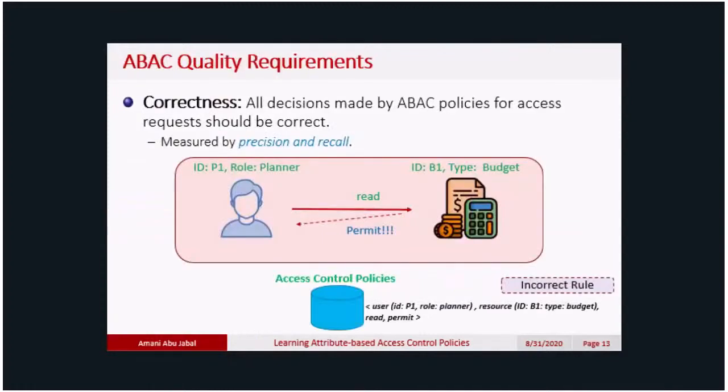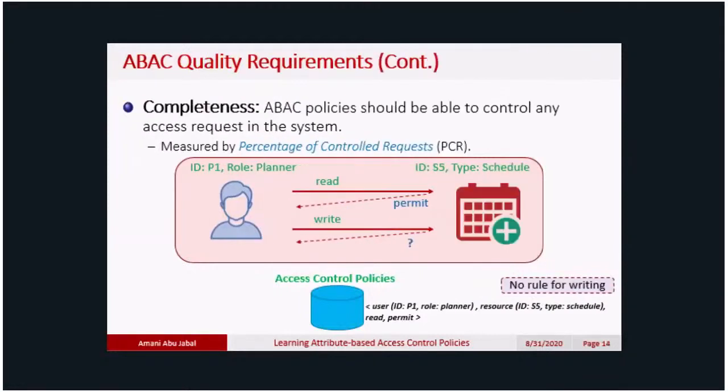The generated ABAC rules must verify certain quality requirements, which are correctness and completeness. We can measure the correctness by the precision and recall of the decisions made by the rules. For example, if there was a generated rule which authorizes a planner to read a budget resource, however, such users are not eligible to do such an operation, this rule is incorrect.